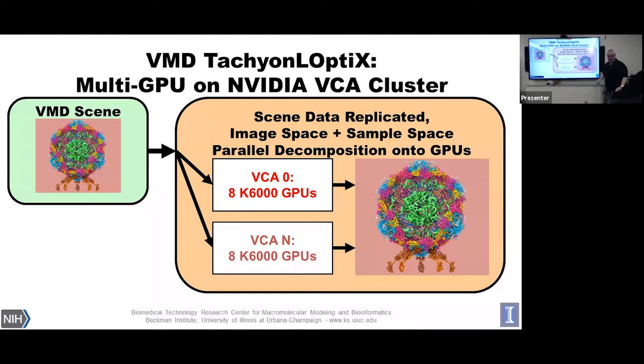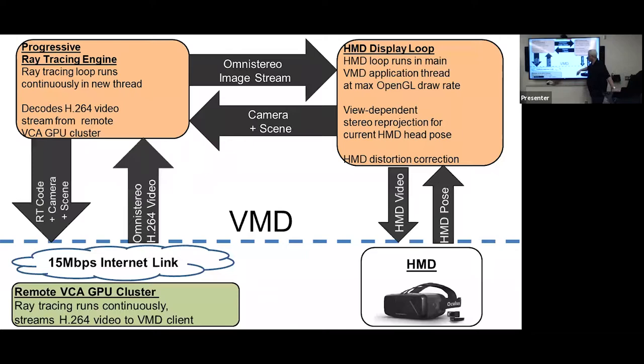Here's a more complete representation. Imagine the remote rendering cluster is in this box somewhere across the internet. In our case it was in California, VMD was running in Illinois, communicating back and forth with this rendering cluster, sending it commands to update geometry and so on. When VMD got the video back, it sent it to another little piece of code that ran in a very high frame rate loop, taking this omnidirectional image and projecting it for the current head pose of an HMD. By doing this very, very fast, you can get a real-time HMD image.